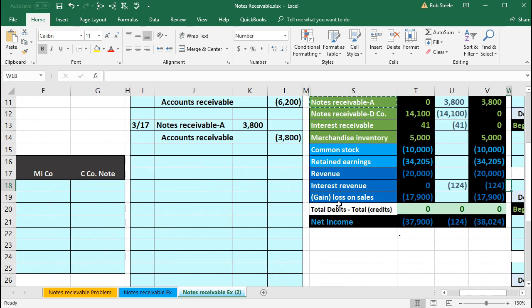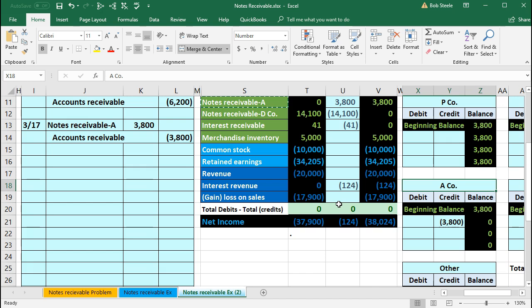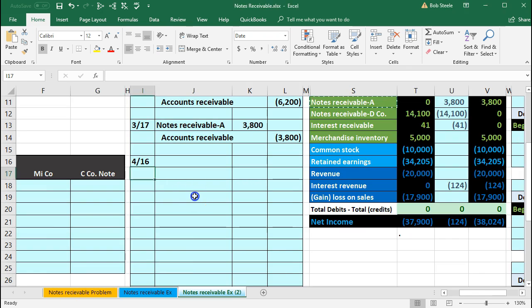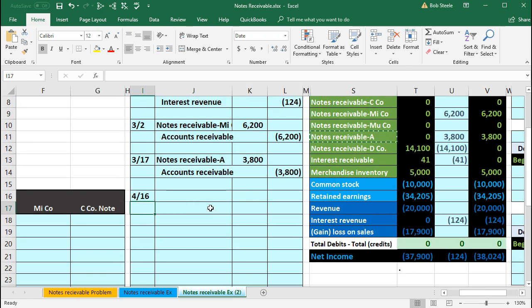So we're going to scroll back over here and we're going to say, when did this happen? On 4, I think it was 4/16, was it? Let's check it. It's on 4/2. So on 4/2, we're going to say that we had this note receivable from a company that's not going to be paid. We're going to put it back into accounts receivable.